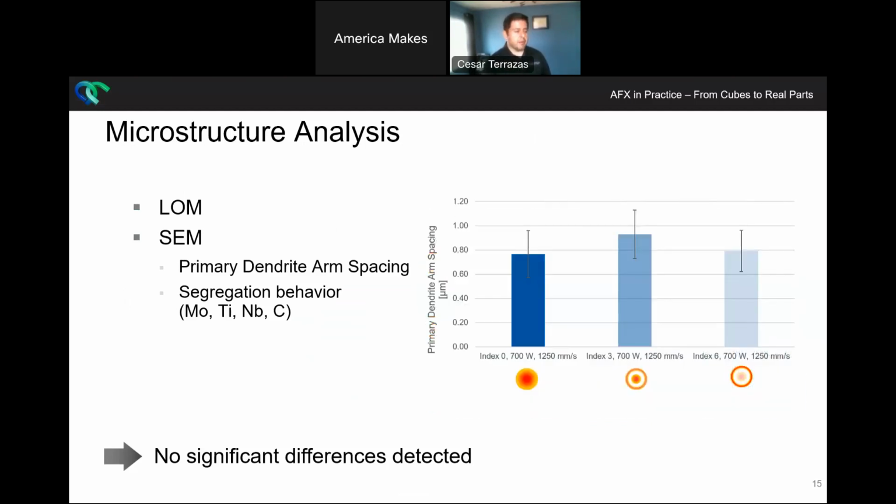The second thing that was evaluated was using SEM and looking at one of the features of Inconel 718, right, which indicates the degree of strength that it's going to have. It's also assessed from the primary dendrite arm spacing, which is one of the solidification features of this material, and also the segregation behavior for molybdenum, titanium, niobium, and carbon. When it comes to the primary dendrite arm spacing, you can see, again, very consistent, not very influenced by the emission mode. So that meant that there's going to be something else that is really causing this behavior.